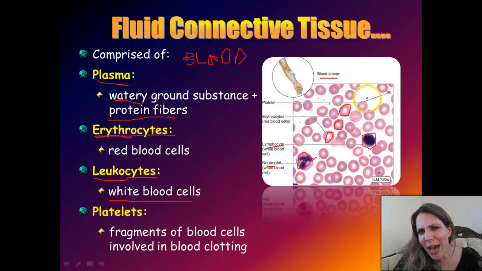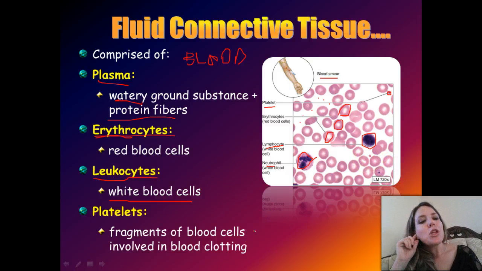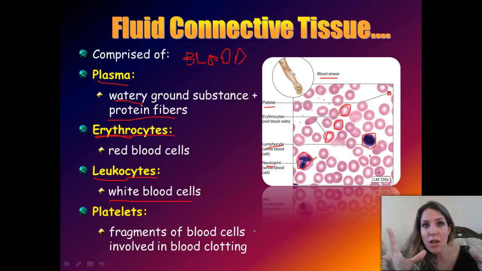And the other thing you have scattered in your fluid connective tissue called blood are little things here called platelets. So platelets are very important. There's a platelet right there. They tend to be really tiny. There's one right there, and scattered. Your platelets are basically fragments of blood cells, but they're very important because this is how you're able to have clotting occur. So if you get a cut, you don't want to just bleed forever.